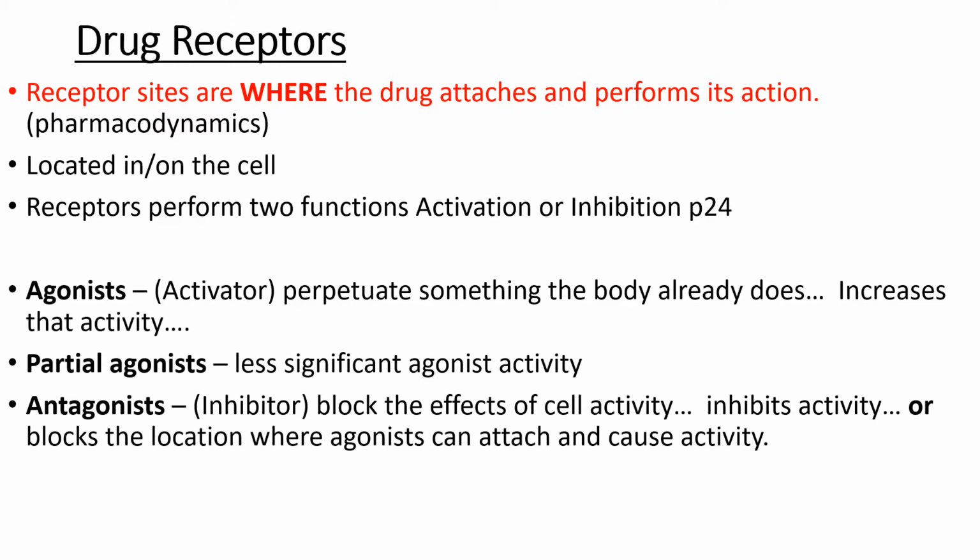You're not going to see "agonist," "antagonist," or "partial agonist." You're going to have a scenario in which you have to decide, is it an agonist or an antagonist? So you need to know what each of them do, okay? So let's look at the example I have next.